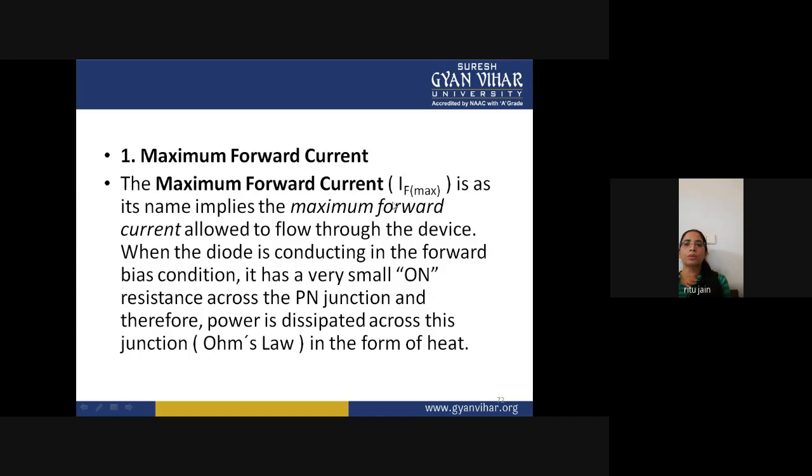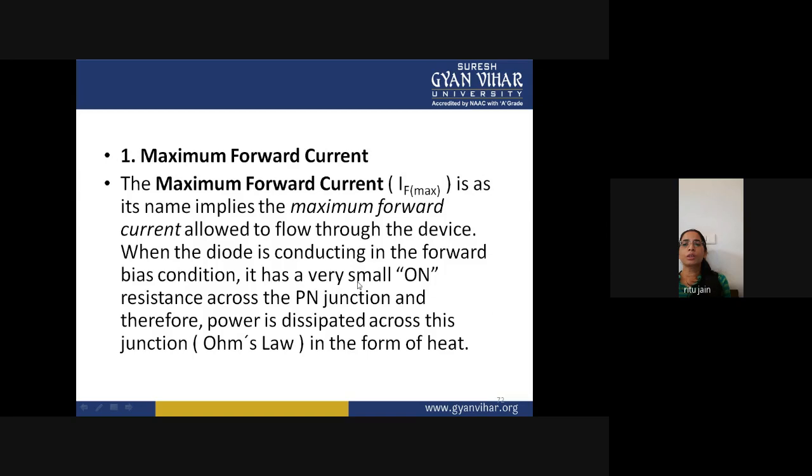When the diode is conducting in the forward bias condition, it has a very small on resistance across the PN junction, because the current flowing is not very high, but maximum. Okay, the maximum current which is flowing through the diode in the forward biasing condition. So what happened basically?